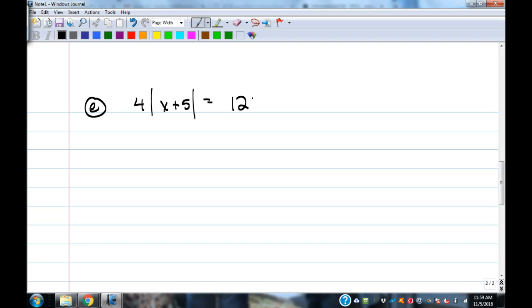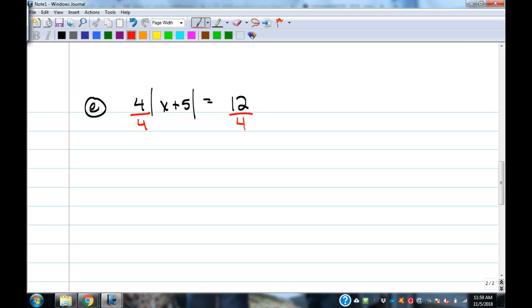All right, so this one has a 4 on the outside of the absolute value, and then x plus 5 on the inside, but it's equal to 12. Is the absolute value part by itself? No. What's wrong with it? What's going on between that 4 and the absolute value part? It's multiplication. So how do we get rid of that? Divide. Okay, so we're going to divide by the 4.